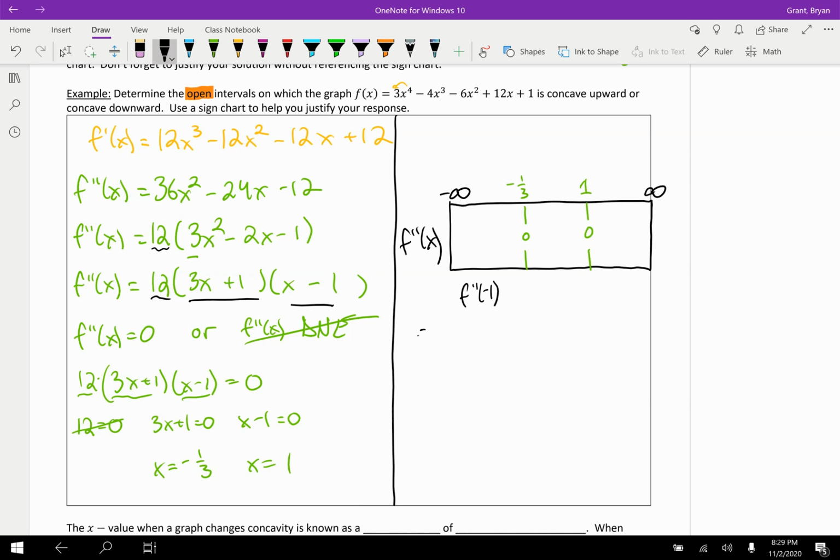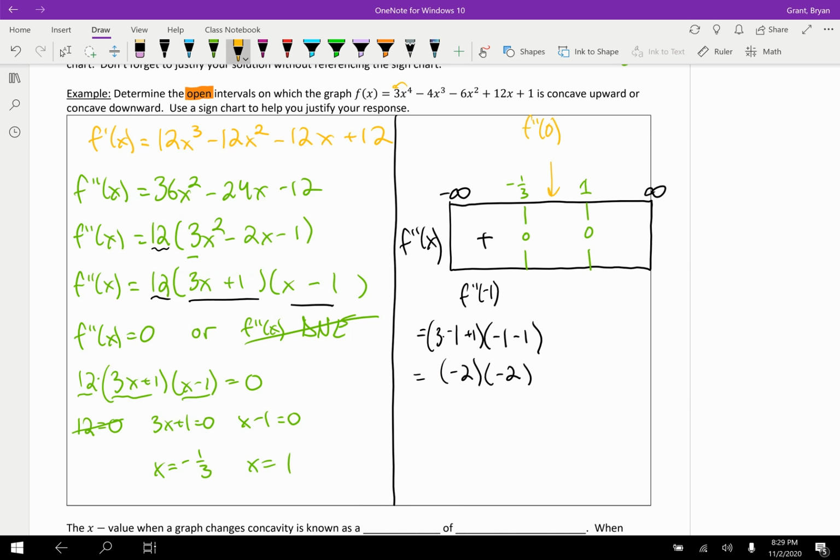So as we're going through and doing this, we have 3 times negative 1 plus 1, and then negative 1 minus 1. So I'm looking at negative 3 plus 1. That looks like negative 2 times negative 2. Negative times a negative. This is going to be positive. Cool. Looking at a couple more, we can tackle this one over here. I think 0 is a pretty easy one in this interval, isn't it?